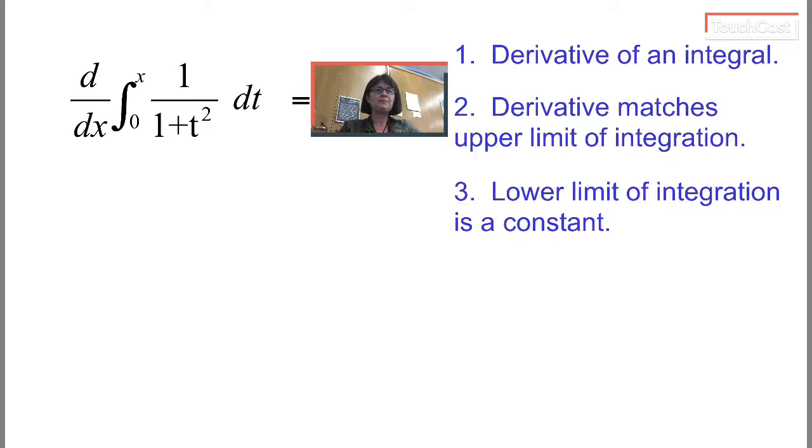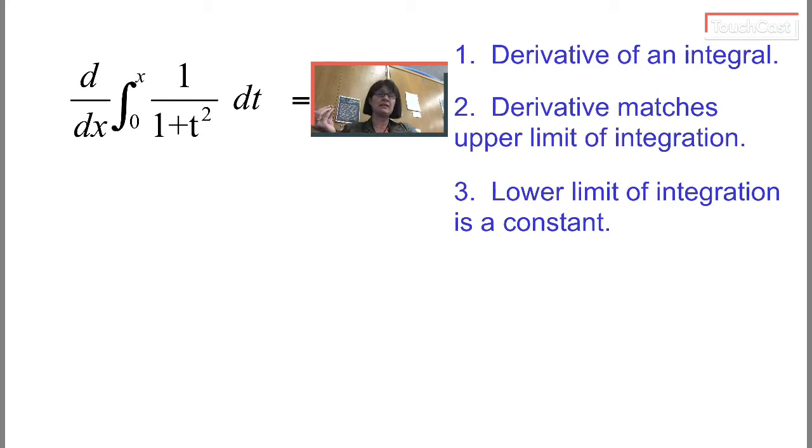So here's another example. I'm going to take the derivative with respect to x of the integral from 0 to x of 1 over 1 plus t squared. So I'm taking the derivative of a function defined with an integral. My variable that I'm taking the derivative with respect to matches the upper limit. And my lower limit is 0, so my lower limit is a constant. I can apply the fundamental theorem of calculus.